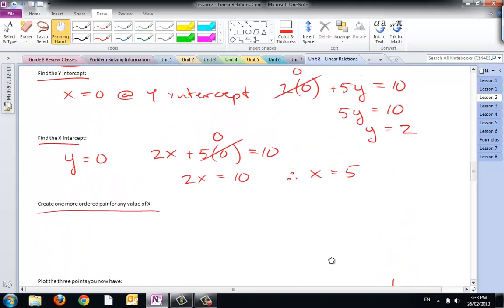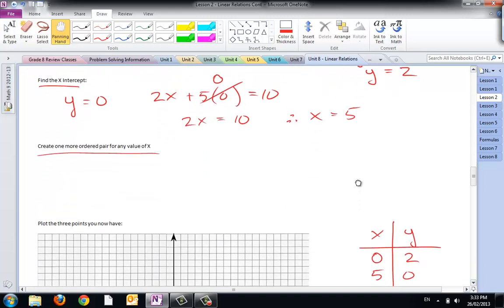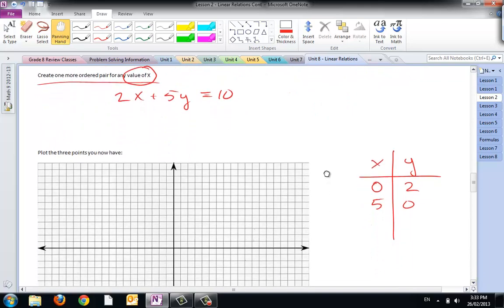Now, I need one more point. I could do it just on these two, but if I've made a mistake, I'll never know. Three points will always tell you if you've done it right, so I'm going to do a third point just so I'm smart. I'm going to take my formula, 2x plus 5y is equal to 10, and I'm going to pick any other value for x that I want to put into this table. To make the math nice, I'm going to do, oh, let's say 10. I'm going to say a value of x is equal to 10.